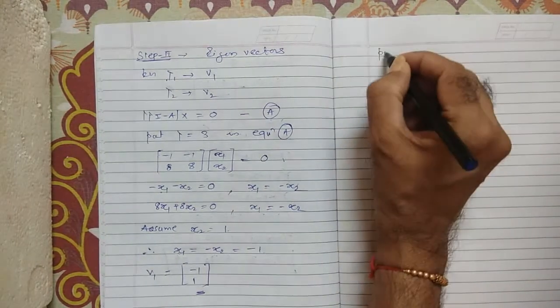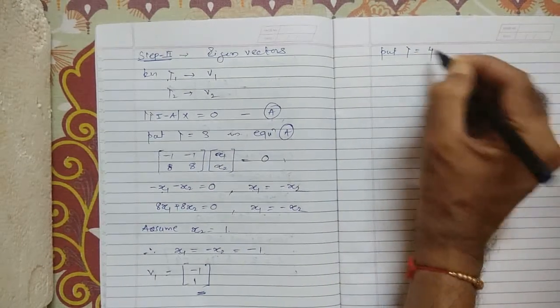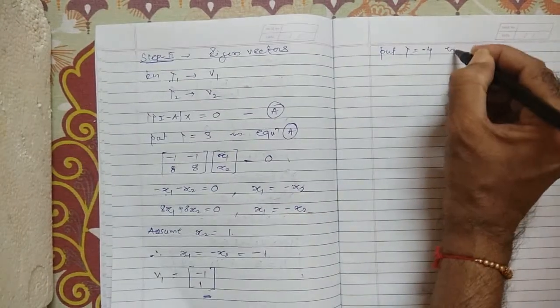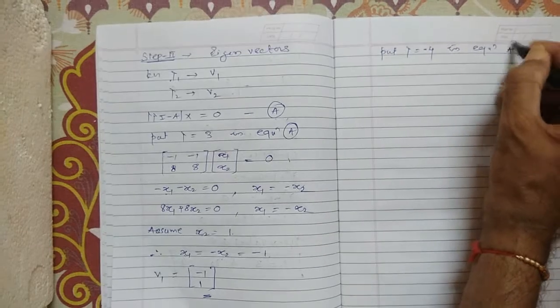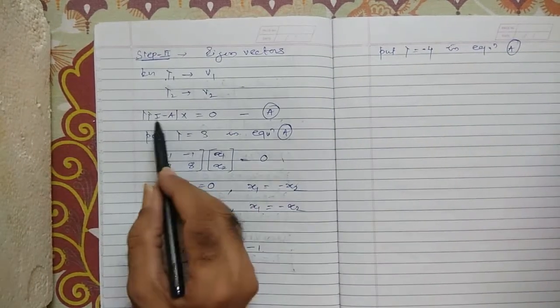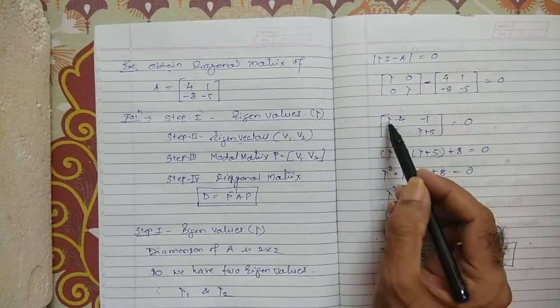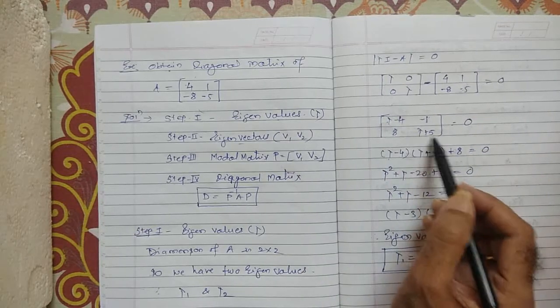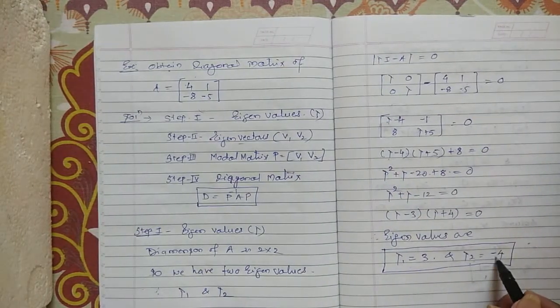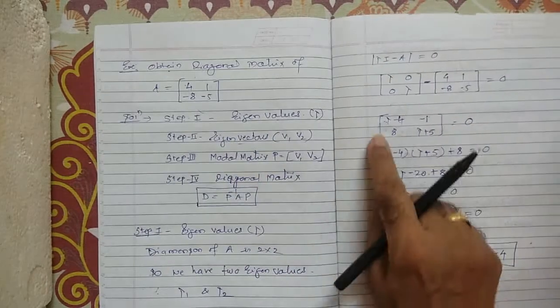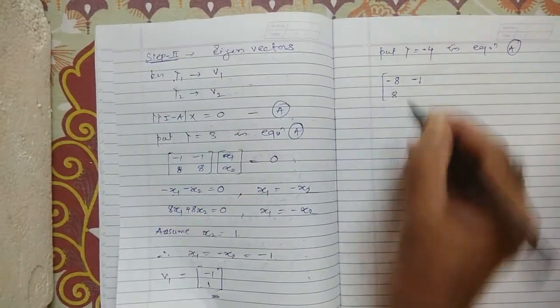Now put lambda equals minus 4 in equation A. That means in lambda I minus A into X. Now lambda I minus A is lambda minus 4, minus 1, 8, lambda plus 5. Now we put lambda equals minus 4. Minus 4 minus 4 is minus 8. So here we have minus 8, and this becomes minus 1, and then this 8 as it is.